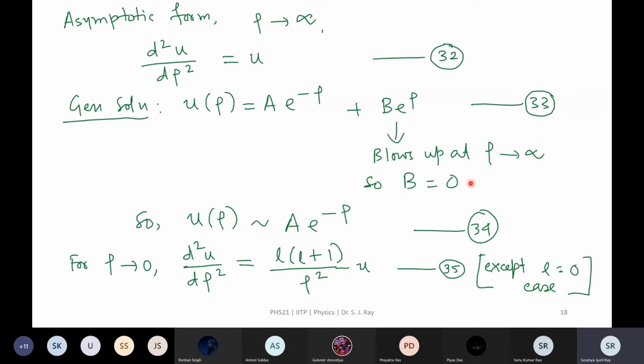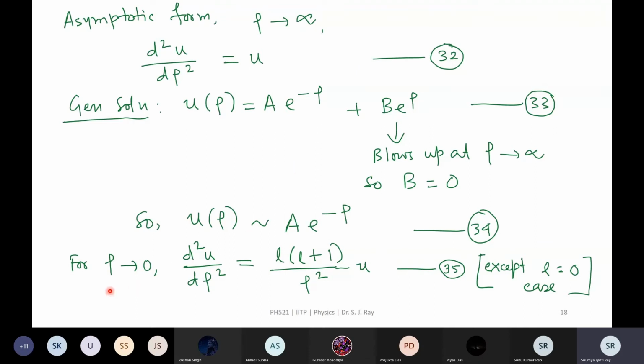Now we look at the boundary conditions. If ρ goes to infinity, that means we are going far away from the nucleus, which is an unrealistic scenario. So it is unlikely that we will find a solution there, which means that this particular coefficient is 0. We put b equal to 0 in this expression. So the only feasible solution that we have is a times e to the power minus ρ.